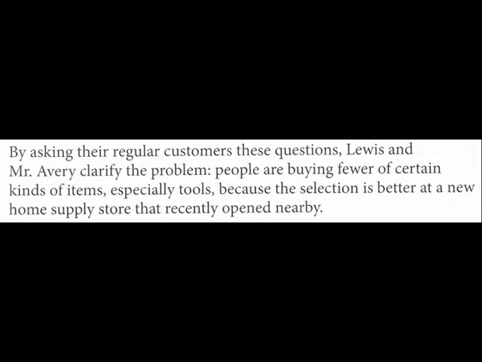By asking their regular customers these questions, Lewis and Mr. Avery clarify the problem. People are buying fewer of certain kinds of items, specialty tools, because the selection is better at a new home supply store that recently opened nearby.